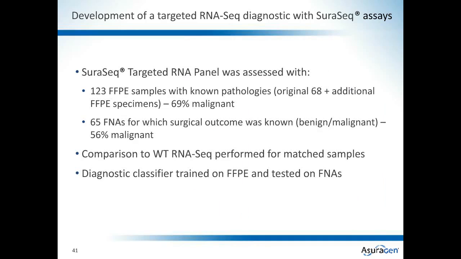The 40-gene panel that we developed using the targeted RNAseq custom assay design was applied to two different cohorts. First, we applied it to a cohort of 123 FFPE samples with known pathologies. This included the original 68 samples that we used to discover the diagnostic signature, and the prevalence of this cohort was 69% malignant.